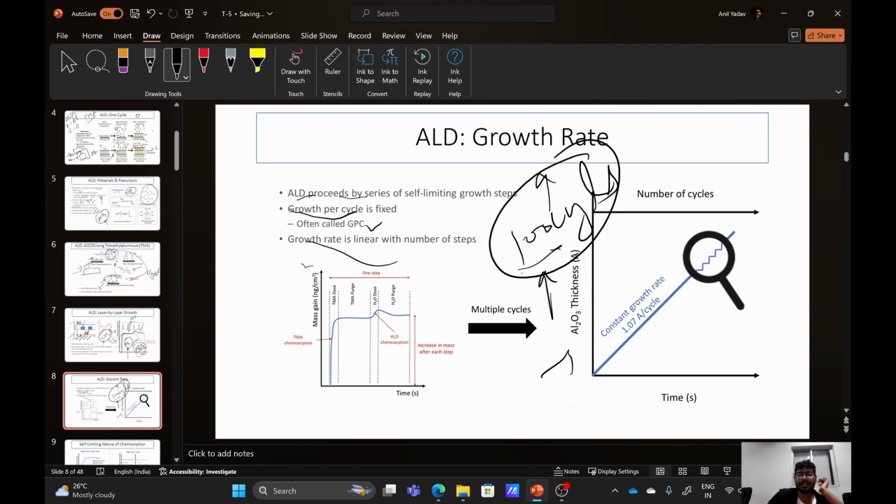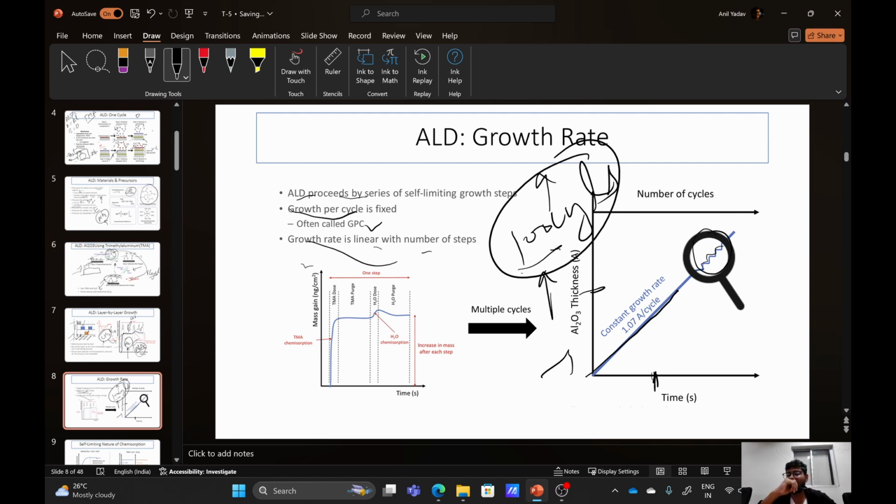So growth rate is linear with numbers and steps, and if you zoom in, this is the growth rate. This is the number of cycles on this side, the time, and this is the Al2O3 thickness. So the thickness is linearly increasing with the time. If we zoom in, that is a step kind of function.